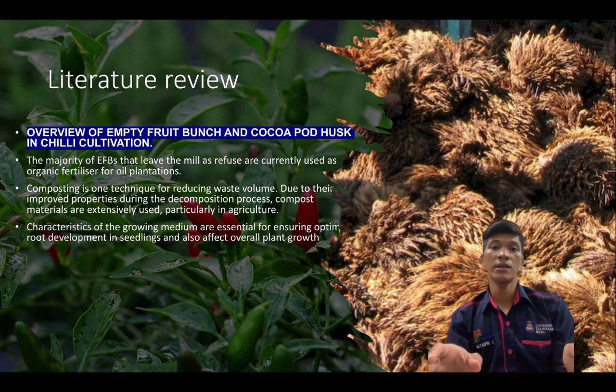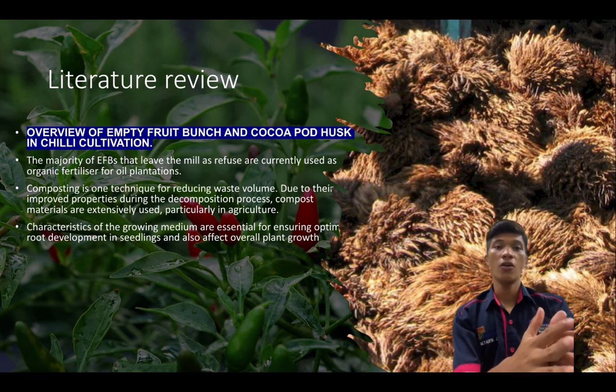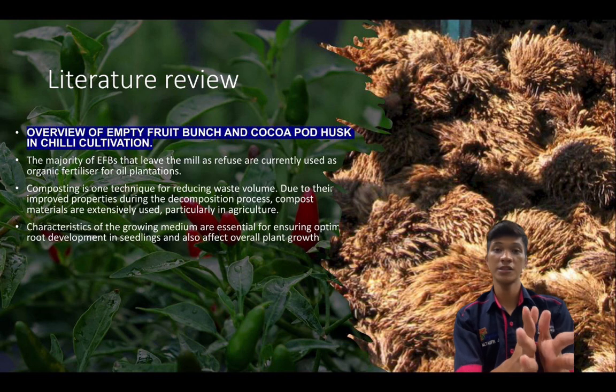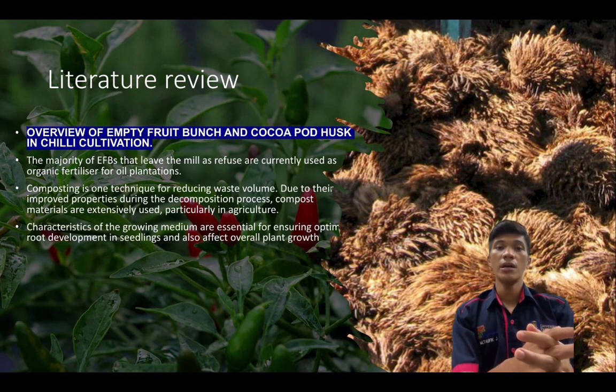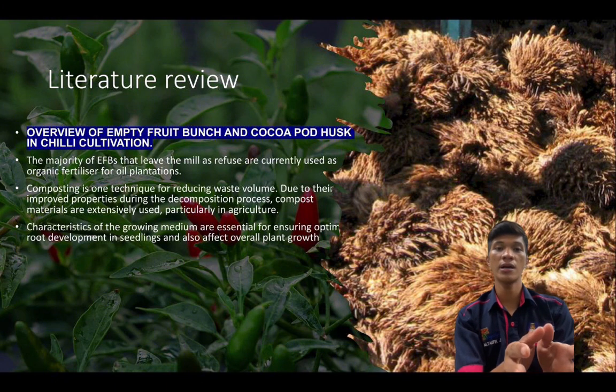Composting is a technique for reducing waste volume. Due to their improvement properties during the decomposition process, compost materials are extensively used, particularly in agriculture. Empty fruit bunch compost is typically returned to the soil as a mulch, because it retains soil moisture and functions as an organic fertilizer for the plant due to its high nutrient content.